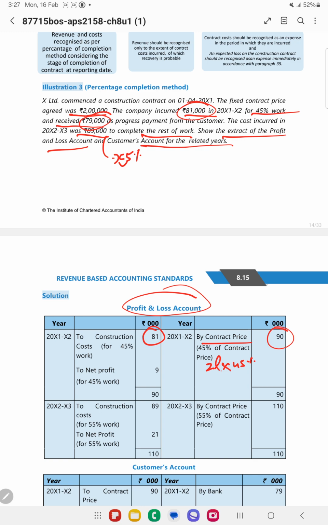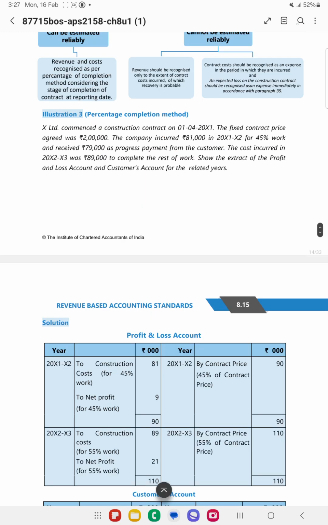Now if you cannot reliably estimate the outcome of the contract, if you cannot measure the outcome of the contract, then in such cases whatever cost is incurred, to that extent you need to recognize the revenue. Okay, so now you earn net profit here.